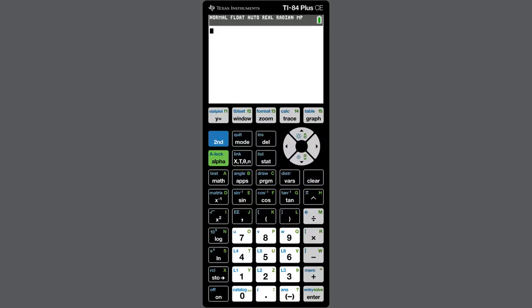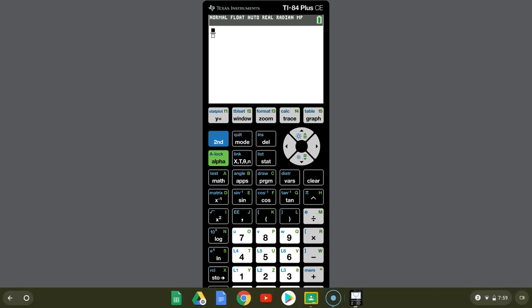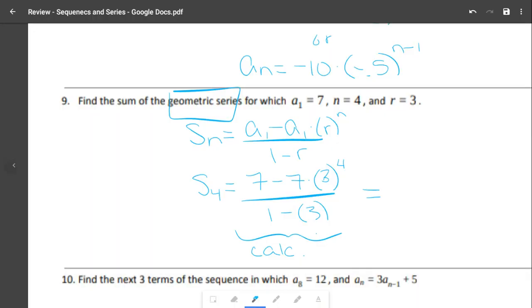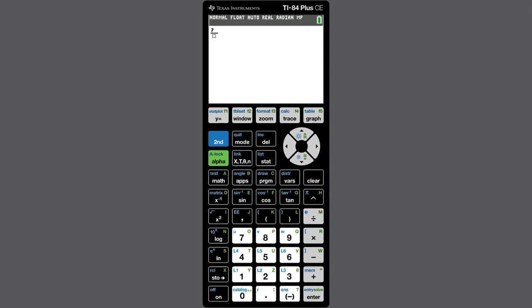When you go to do these, I highly recommend, as I suggested when I taught the geometric series formula last week, that you do alpha, y equals, choice 1. I think you are less likely to make a mistake this way. This app that I'm using for this calculator, you can download to your Chromebooks. It's on Google Classroom under the topic Distance Learning. So we have 7 minus 7 times 3 to the 4th all over 1 minus 3.